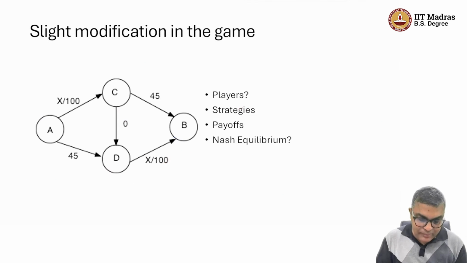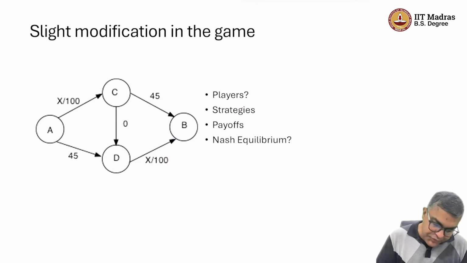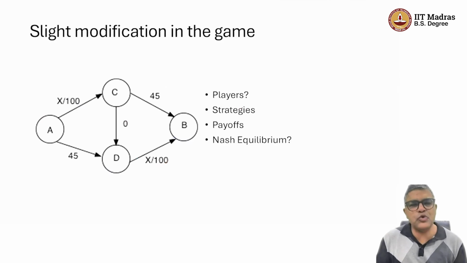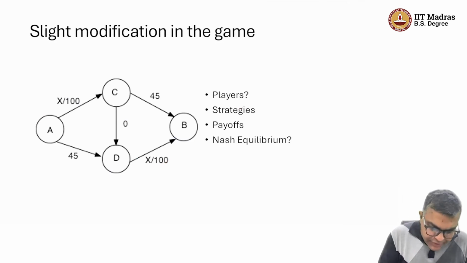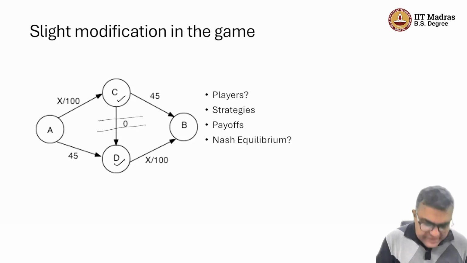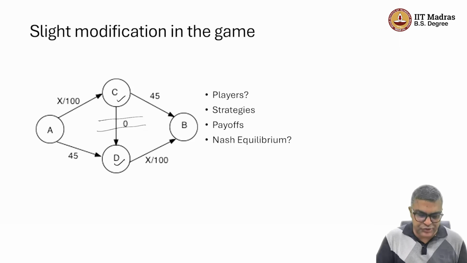Now let us say there is a modification in the game. The government figures out that C and D are very close to one another. In fact, there is just a narrow river in the middle. So the government builds a bridge from C to D, but because of financial budget constraint, they were able to build only a very narrow bridge. Let us say time taken from C to D is 0 minutes. Nothing would change if you take this time to be 1 minute or 2 minutes, but for simplicity let us keep it 0. Now what would happen in this setting?